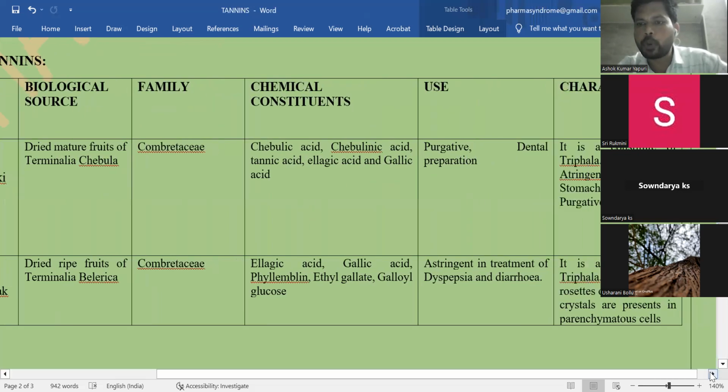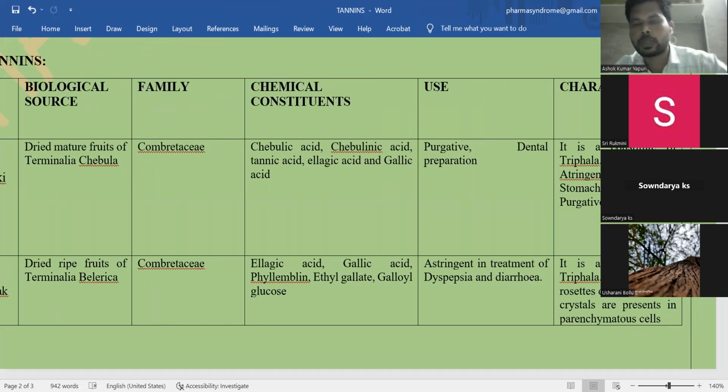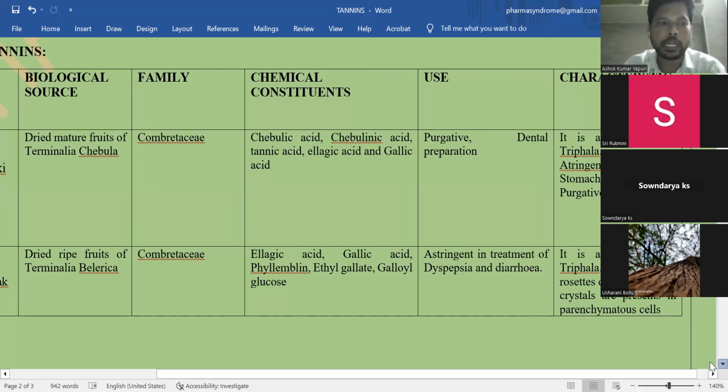But the important point regarding Bahera is that stone cells and a rosette of calcium oxalate crystals are present in the parenchyma cells. So Bahera contains rosette type of calcium oxalate crystals. You can expect a question on calcium oxalate crystals in pharmacognosy.